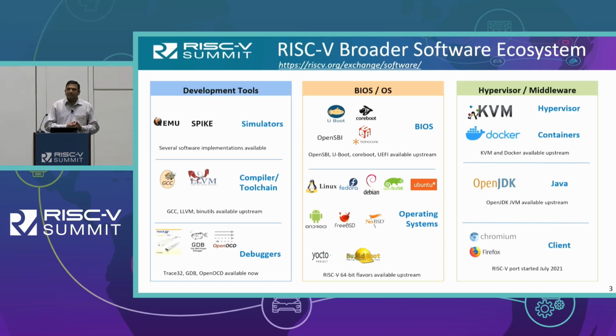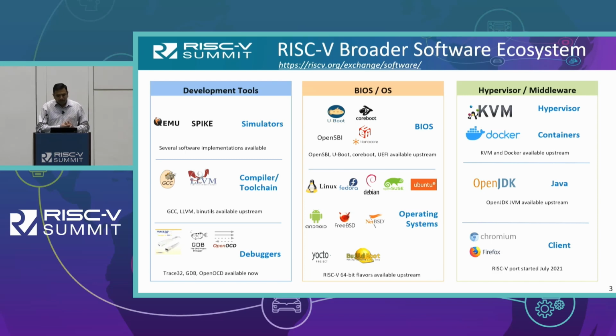Moving to OS, lots of flavors there. Upstream Linux has been supporting RISC-V for quite a while now. And then we have distros like Fedora, Debian, openSUSE, and Ubuntu. All of them are complete to a large extent. We'll talk more about these shortly in some of the coming slides.